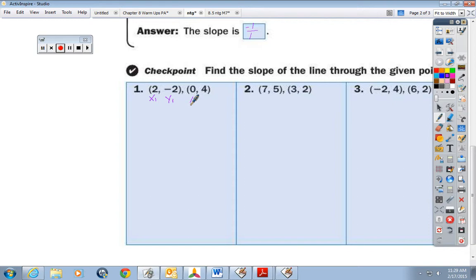Now what's my formula? Y2 is my... Will this formula ever change? No. So now, which number up there did I label as y2? 4. So instead of writing y2, I'm going to write 4. Now I'm going to write my minus sign. Now which number up there did I label as y1? Negative 2.